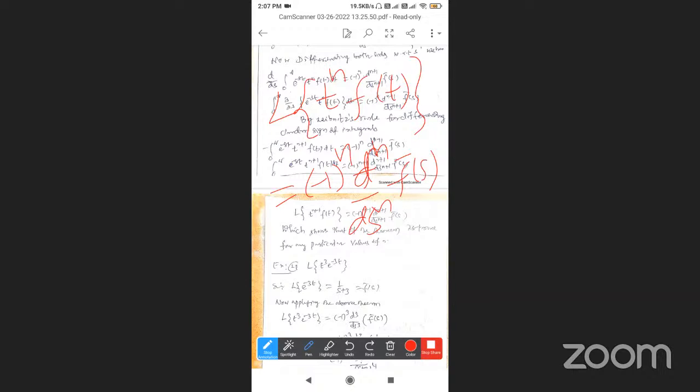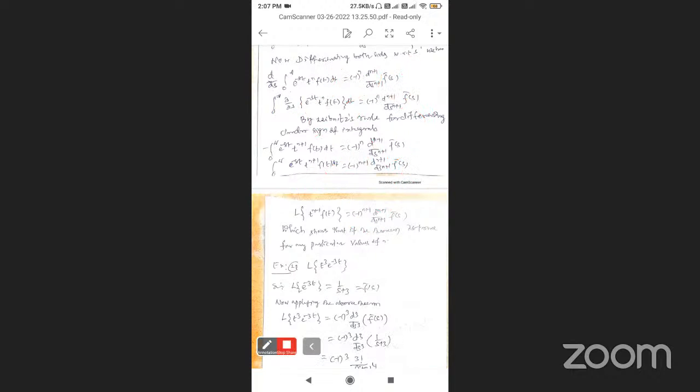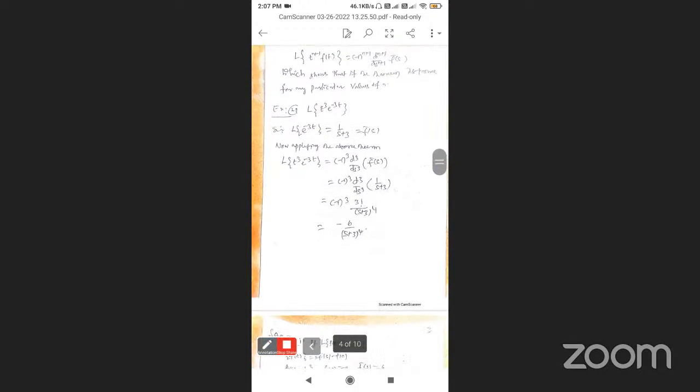This is the formula for multiplication by t power of n. The theorem is completed on page number 199, example 21. Here is the example 21 problem: find the Laplace transform of t cube into e power of minus 3t. It is very simple.